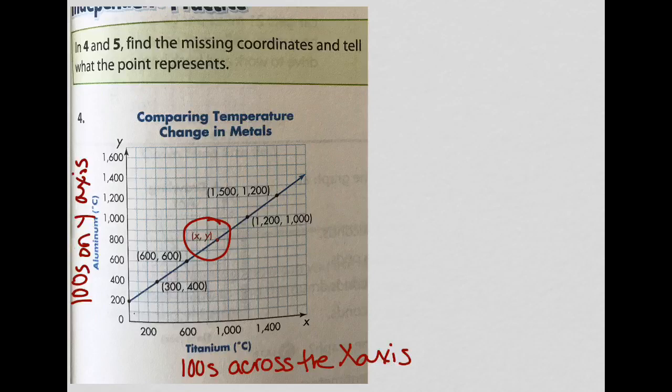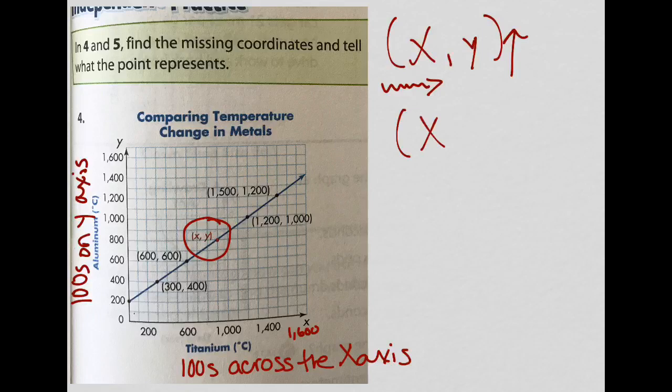So even though the y-axis goes up to 1,600 and the x-axis only goes up to 1,400 labeled, the x-axis actually does go up that high because we have 1,400, 1,500, 1,600. It would be right here. It's just not labeled. So let's look at the problem. Our point, x and y. So I'm going to write x and y over here. I'm going to remember the x-axis is across the bottom, horizontal, and then my y-axis is vertical.